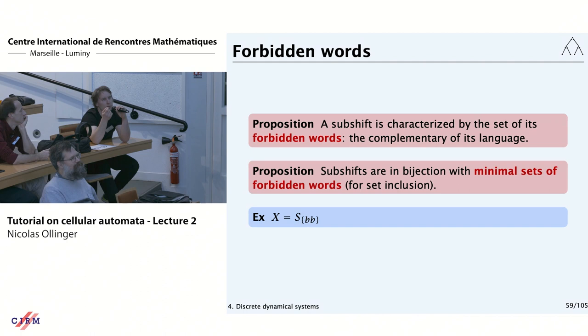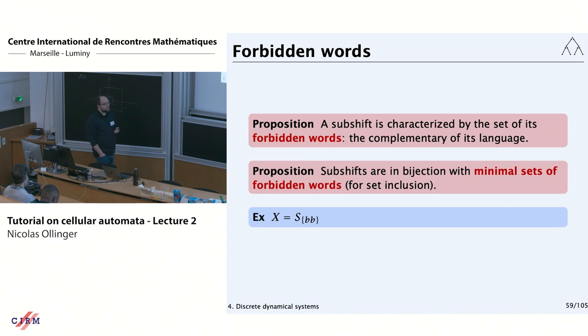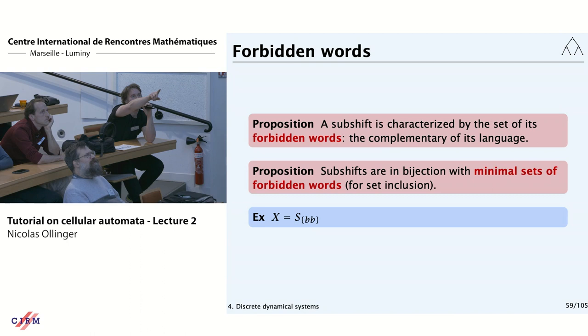Oh, you mean there is no uniqueness of... It's not unique, right? Yes, it's not a bijection. I'm just saying that he's saying that they are in bijection with minimal sets of forbidden words for set inclusion. So this is not true, because you can take the binary subshift over A and B symbols and forbid both A and B. Now it's empty. Or you can forbid AA, AB, BA, and BB, these four words. It is still empty, so not set inclusion.